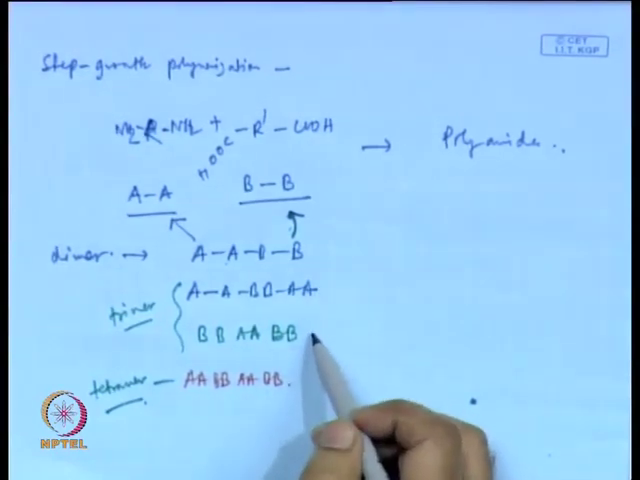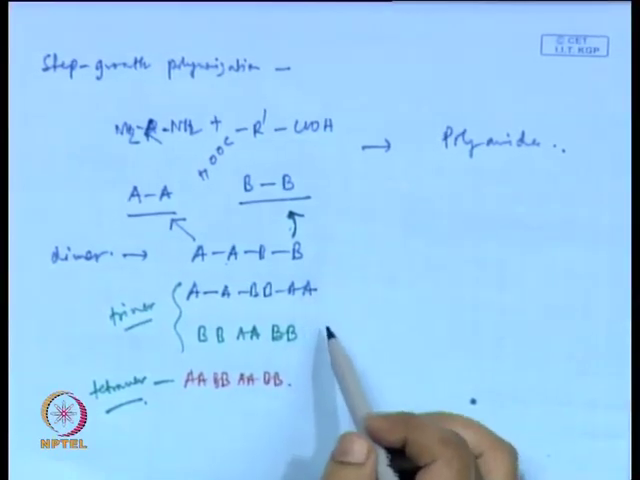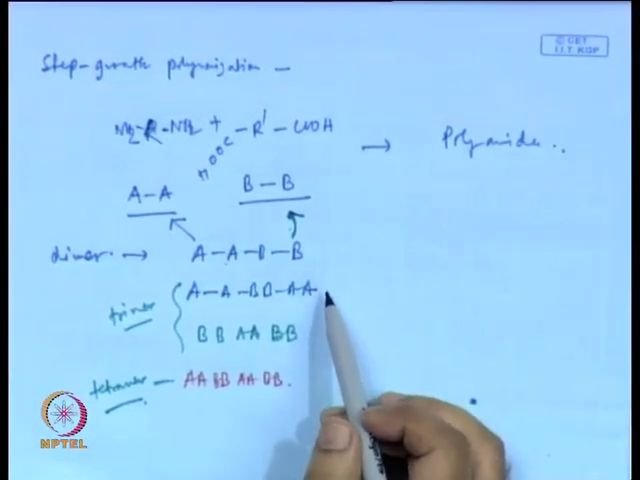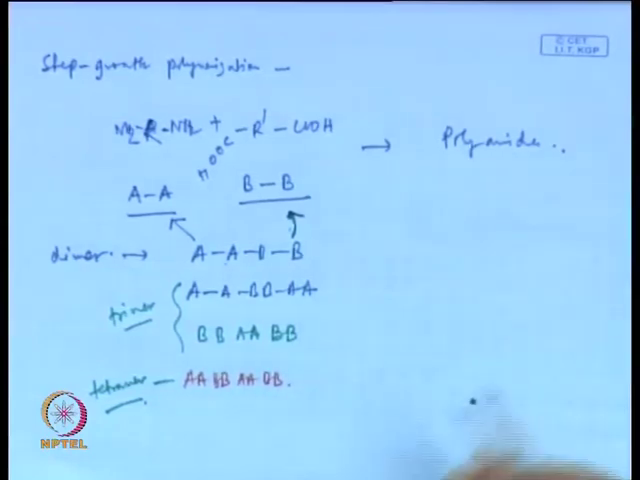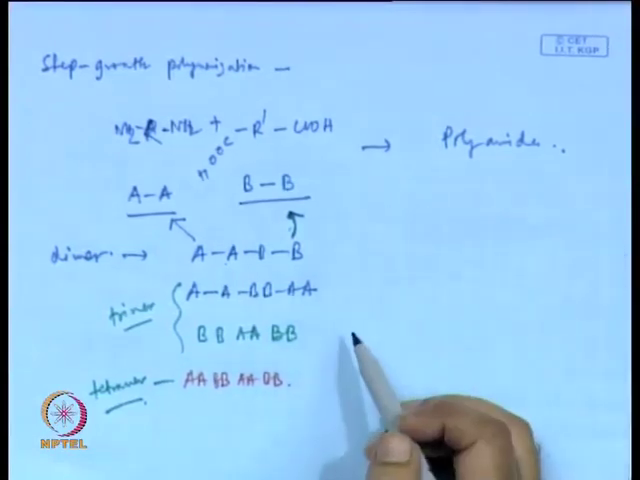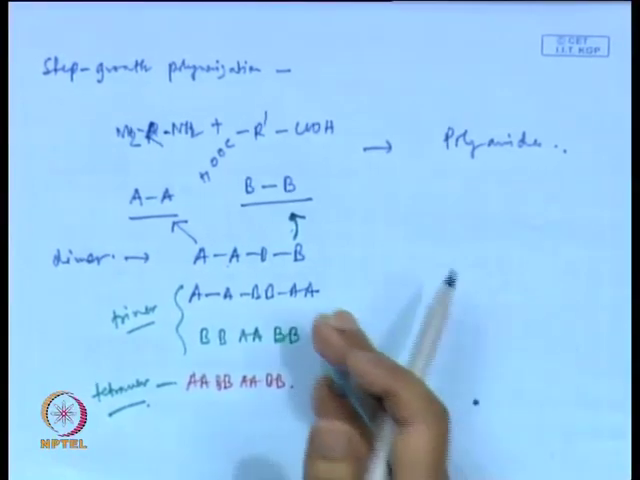Now, once you form the trimer, the options increase. It can react with the monomer, it can react with any of the dimers, or it can react with the trimer itself, making the possibilities more and more. If it reacts with monomer, it will form a tetramer. If it reacts with dimer, it will form a pentamer. If it reacts with itself, it will form a hexamer. And imagine once you form the tetramer, what will happen? It can react with monomer, dimer, trimer and itself, forming pentamer, hexamer, heptamer and so on.